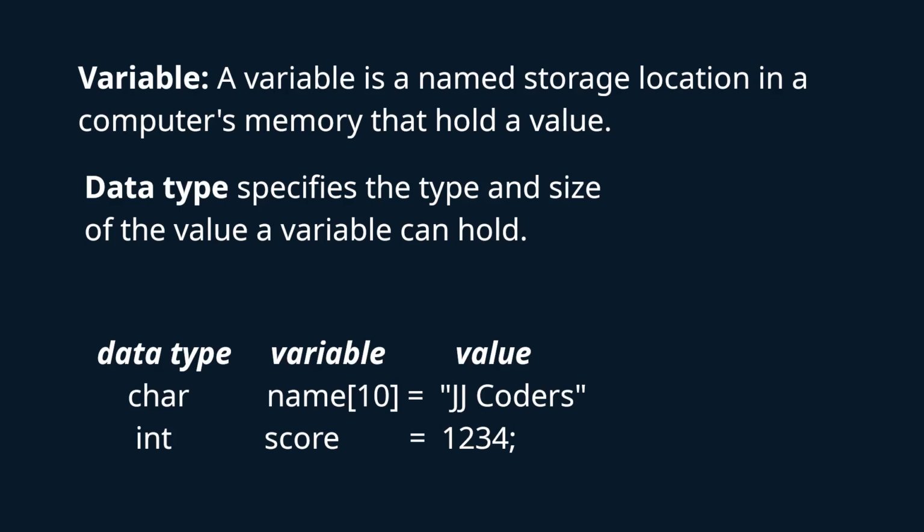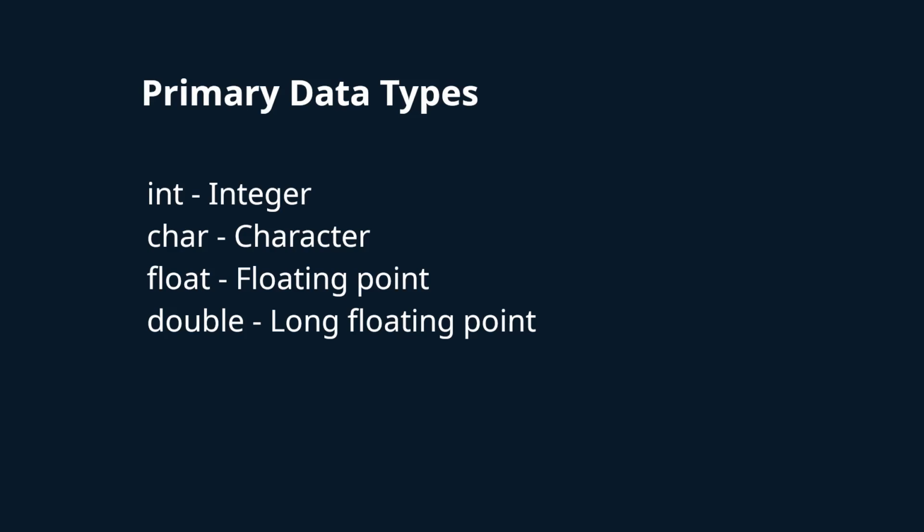Here, technically, your gaming name is a word and a score is a number. How does a program know the difference between a word and a number? That's where the data type plays a major role. Data type specifies the size and type of the value that can be stored inside a variable. There are four primary data types in C: int, char, float, and double. Let's see one by one in detail.